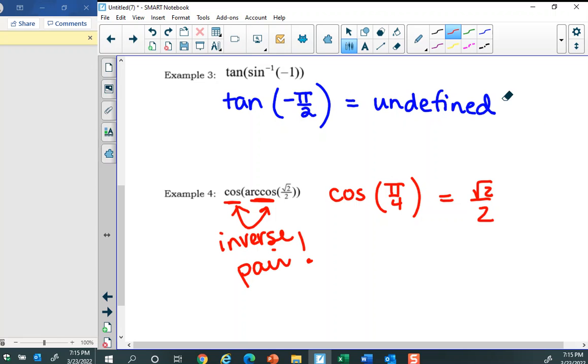And this actually works super great. Whether this is positive or negative, you can attack the problem. These two will undo each other perfectly. Cosine of an inverse cosine, sine of an inverse sine, tan of an inverse tan always undo each other.